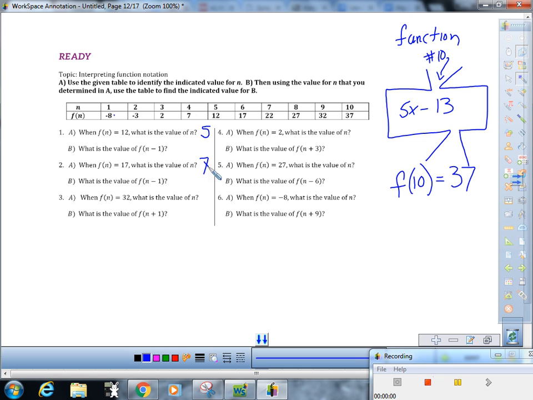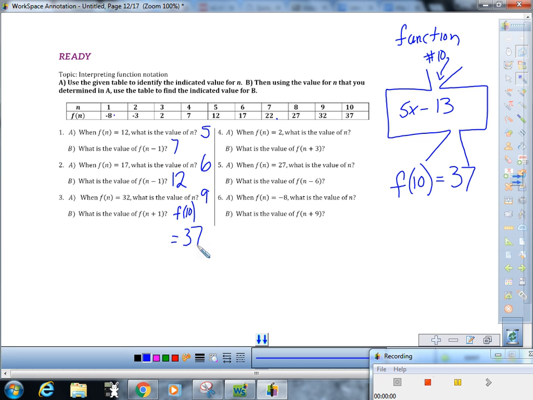These are some weird ones. If f of n is 17, sorry, this should be 7. If f of n is 17, what is the value for n? It is 6. What is the value for f of n minus 1? F of 5 would be 12. Okay? When f of n is 32, what is the value for n? N is 9. What is the value of f of n plus 1? Well, that would be f of 10. And f of 10 would equal 37.